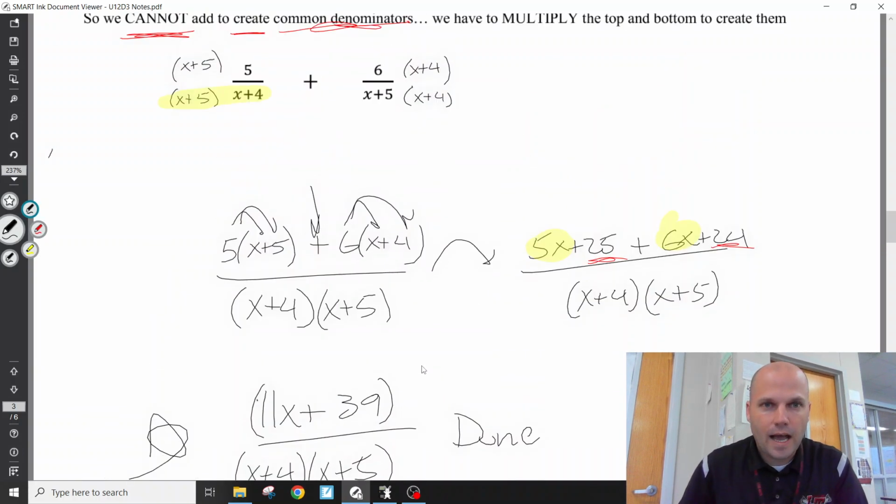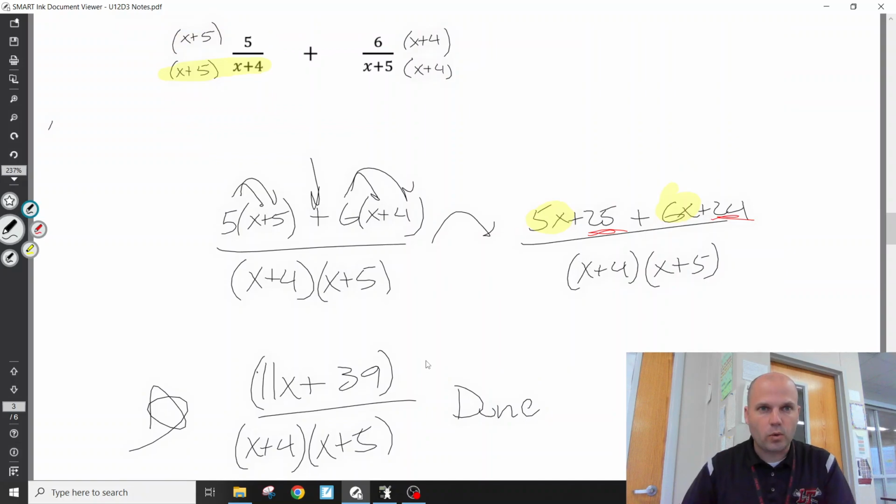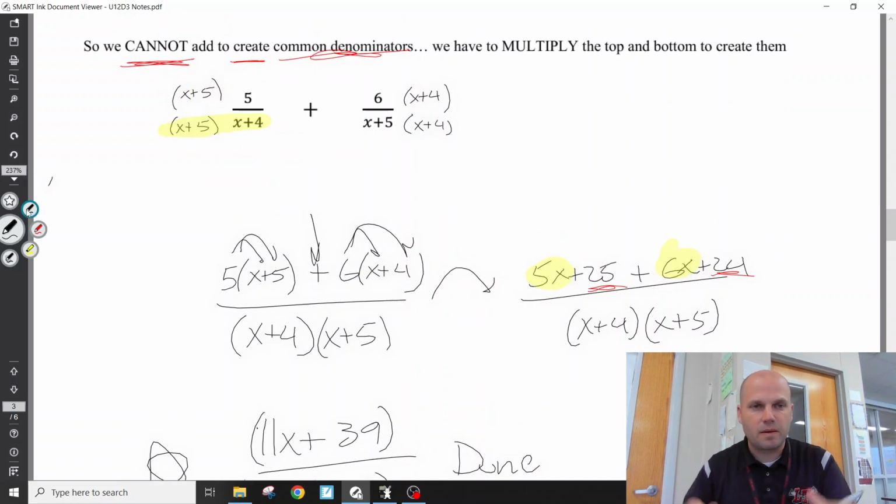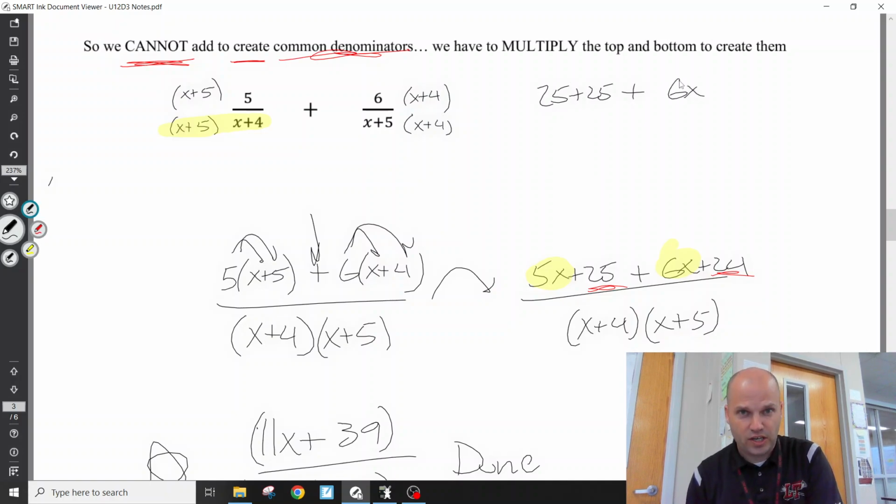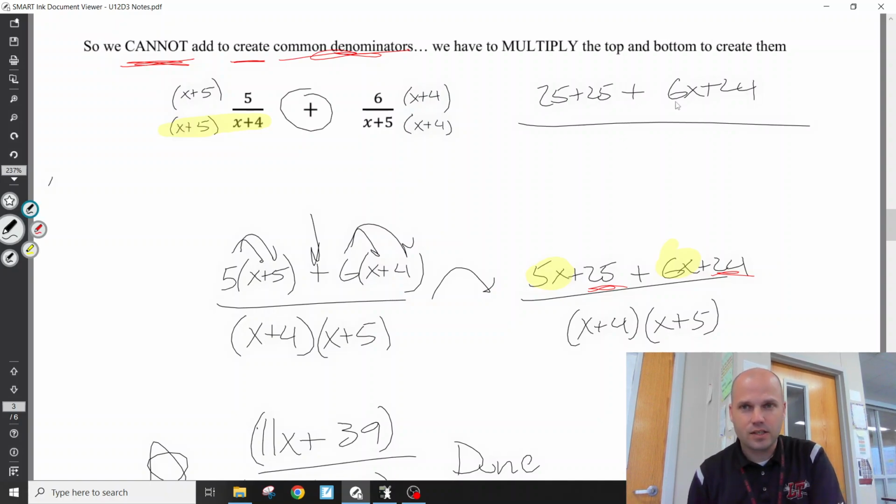Okay? Now, what's the quicker way of doing this? Once you multiply by the other's denominator, you could just distribute right now and be like, okay, I got 5x plus 25. And then right now you distribute, you got 6x plus 24. And then you write that added to the common denominator.